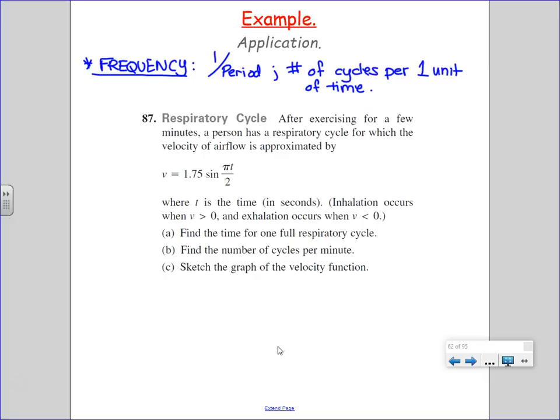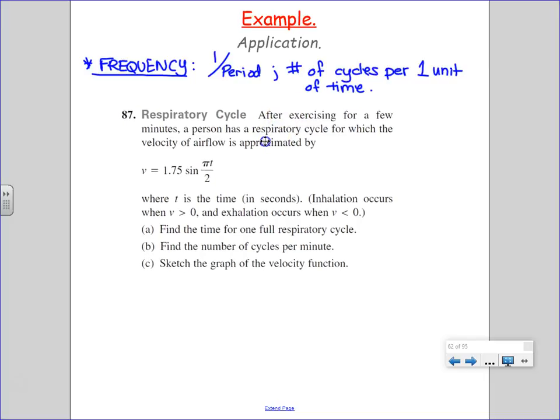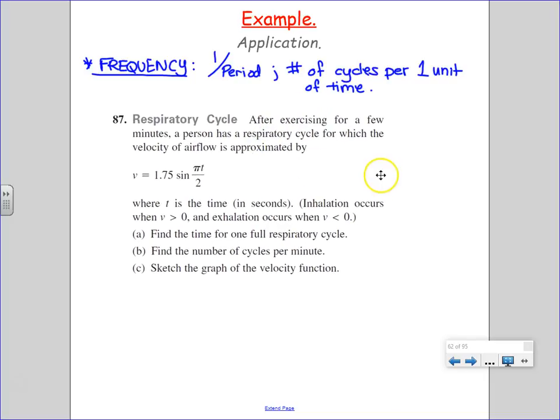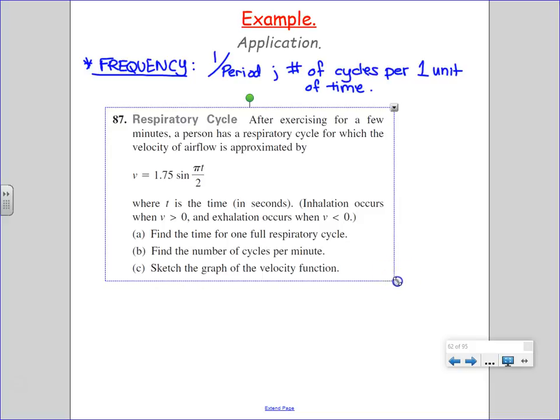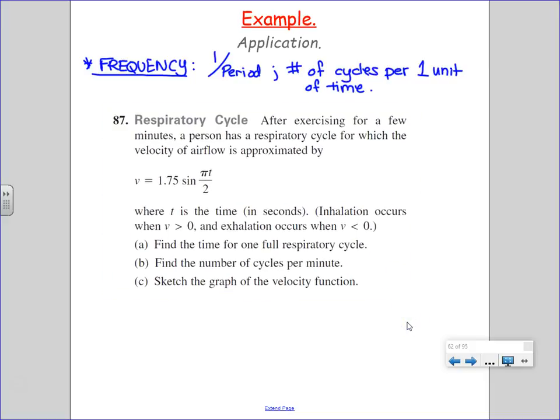Okay. So, application. After exercising for a few minutes, a person has a respiratory cycle for which the velocity of airflow is approximated by, boom, equation. It's a sinusoid. We could rewrite it. How would you guys rewrite it? Is there much to rewrite? Yeah. You could pull out that constant, remember, away from the t. Now, they're not making us graph it, I don't think. Maybe they will. But we wrote it in the nice form we're used to.